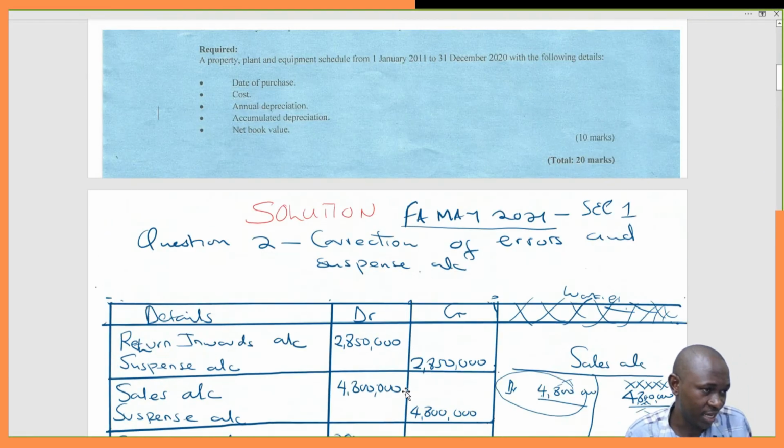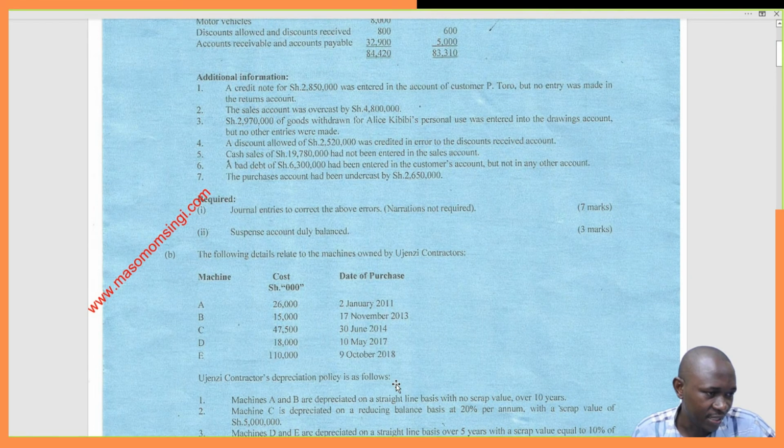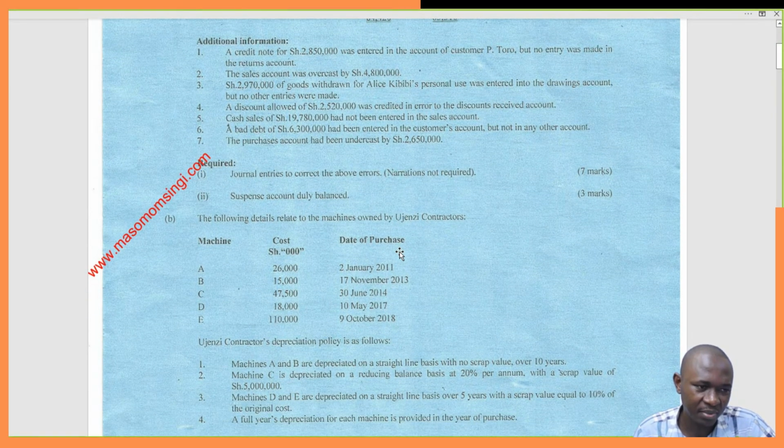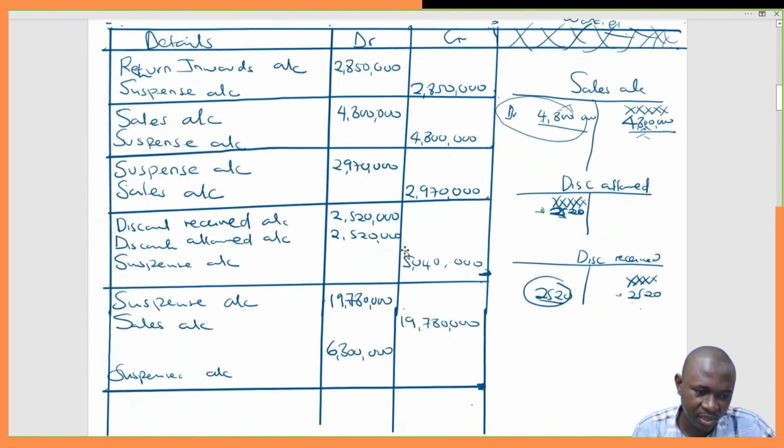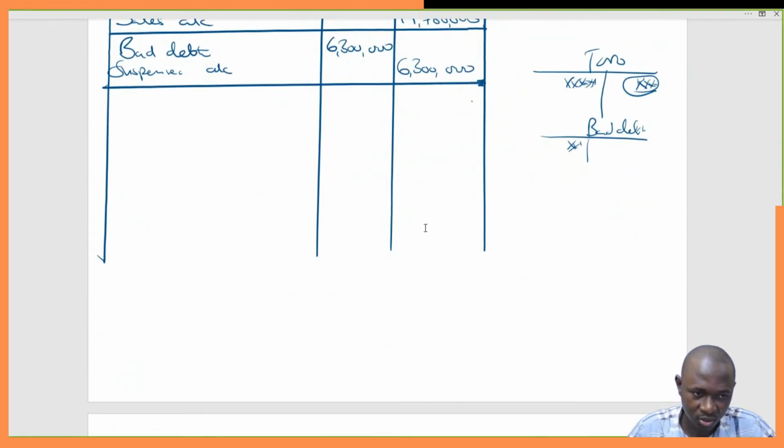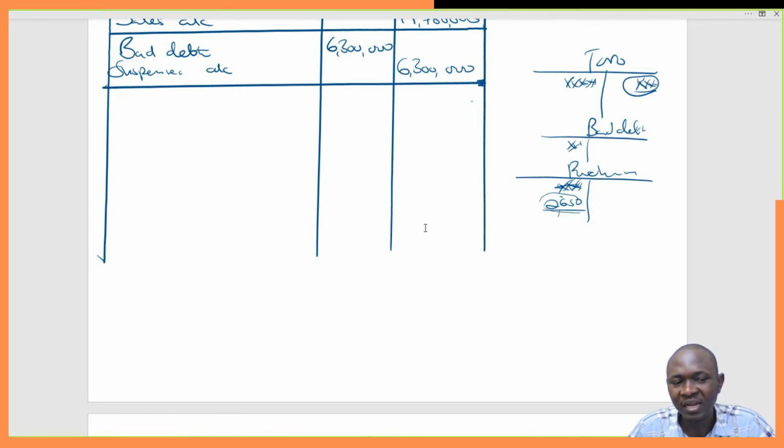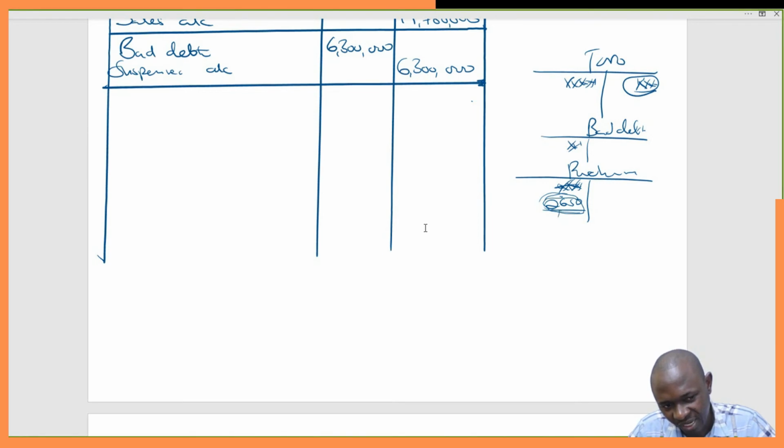Then let's move to the last one. The purchase account had been undercast by 2650. Purchase account is a debit account. So if this is the purchase account, purchases are debit, stock is increasing. It had been undercast by 2650. Undercast means that the equivalent of this amount of purchases has not been captured. So we simply capture it.